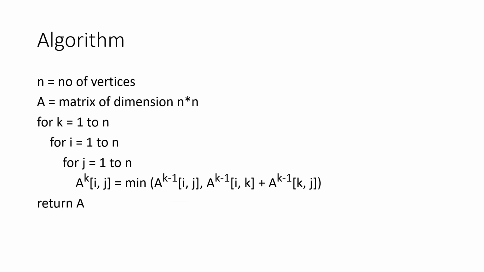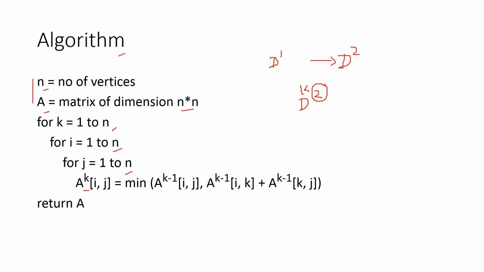This is the algorithm. N is the number of vertices, A is the matrix of dimension n cross n. So these are the terms which we have used in this algorithm. N is the number of vertices, A is the name of the matrix. See, for k is equal to 1 to n, for i is equal to 1 to n, and j is equal to 1 to n. A k i j, and k is, we have noticed from D1 you are creating D2, right? From D2 you are creating D3, like that. Suppose now you are going to create D2, for example. So k is 2.